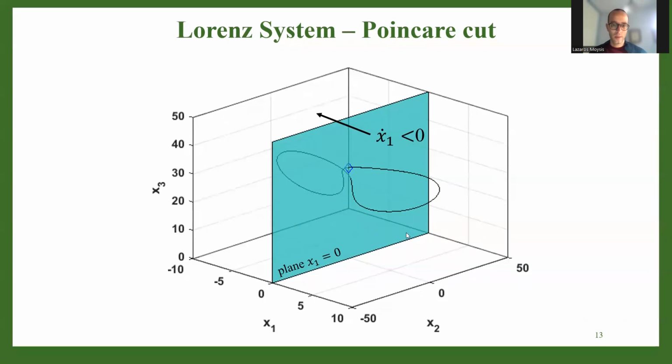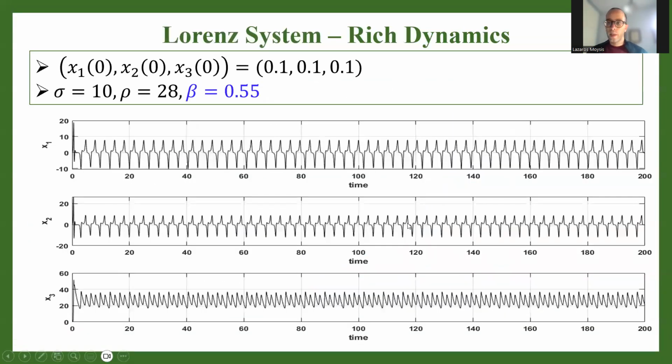Let's see what happens next. Previously I had beta equal to 0.5. Now I set it to 0.55. I simulate the system again. Again, I discard these initial values right here, which is the transient behavior. We don't want that to quantify the behavior of the system. We want to see how the system behaves after this transient diminishes.